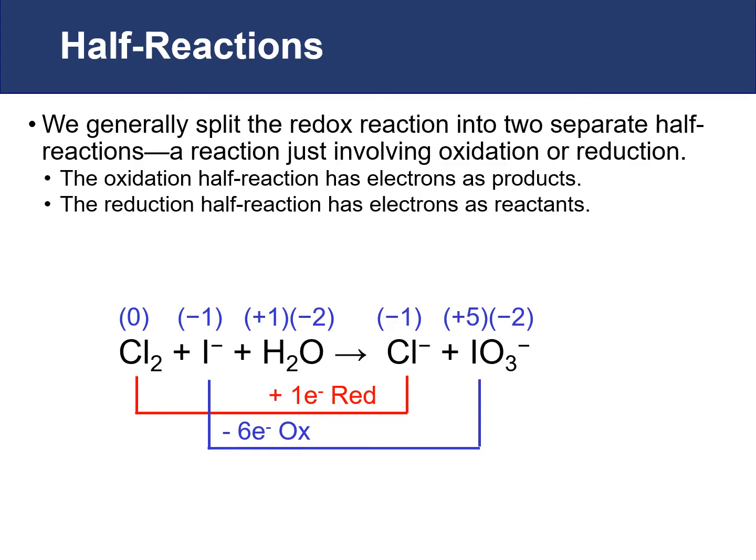So what we're going to do is we will write out our oxidation numbers and we'll figure out which atom went up in oxidation number and which one went down in oxidation number. We'll then be able to split the reaction into its two separate half reactions. One reaction that's involving the oxidation of an atom and one that is involving the reduction of an atom. The oxidation half reaction has the electrons written as the products, and the reduction half reaction has the electrons written as reactants.